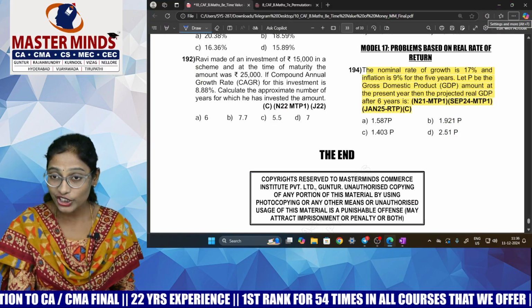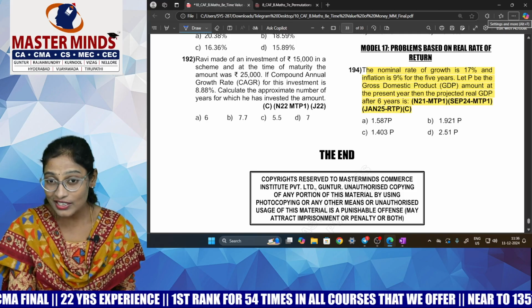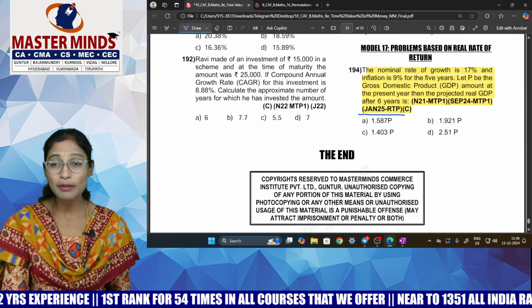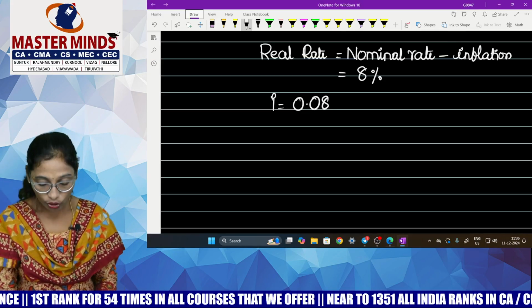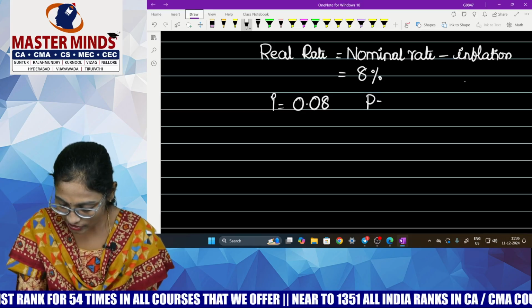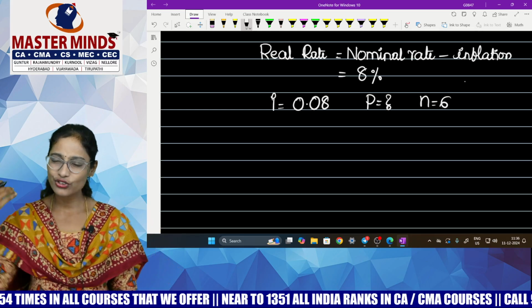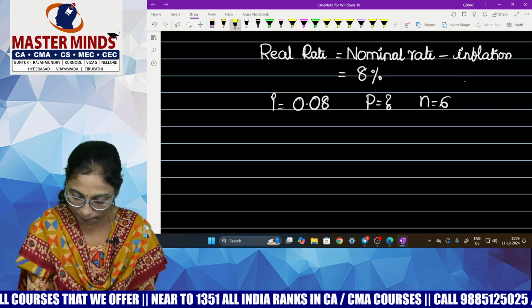Now the next line. Let P be the GDP amount at the present year. Then the projected real GDP after how many years? 6 years. A recent RTP also covered this MCQ, guys. Try to understand the importance of this. So we have to calculate the projected GDP after how many years? 6 years. All these GDP computations are compound, guys. That is why I'm calculating the compound amount.